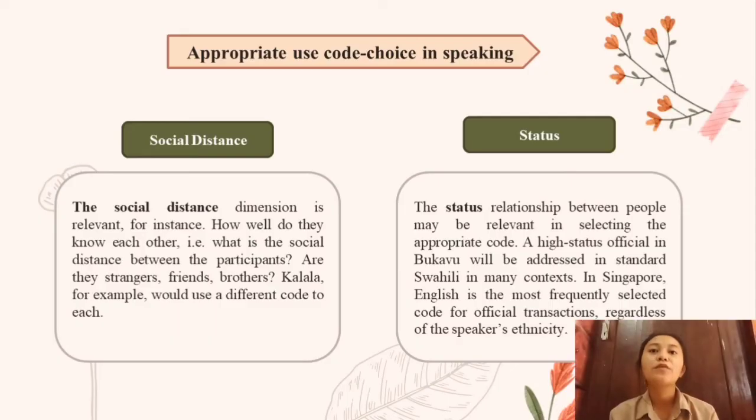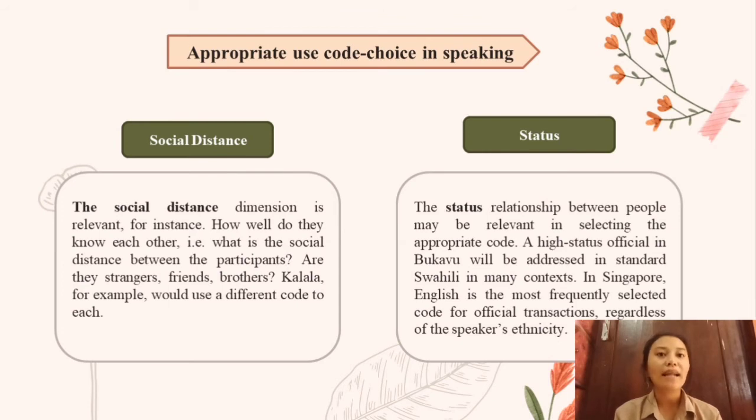Okay, now we move to appropriate use of code choice in speaking. Code choice is divided into 4 parts. The first one is social distance. The social distance dimension is relevant, for instance: how well do they know each other? For example, what is the social distance between the participants? Are they strangers, friends, brothers? Kalala, for example, will use a different code to each.